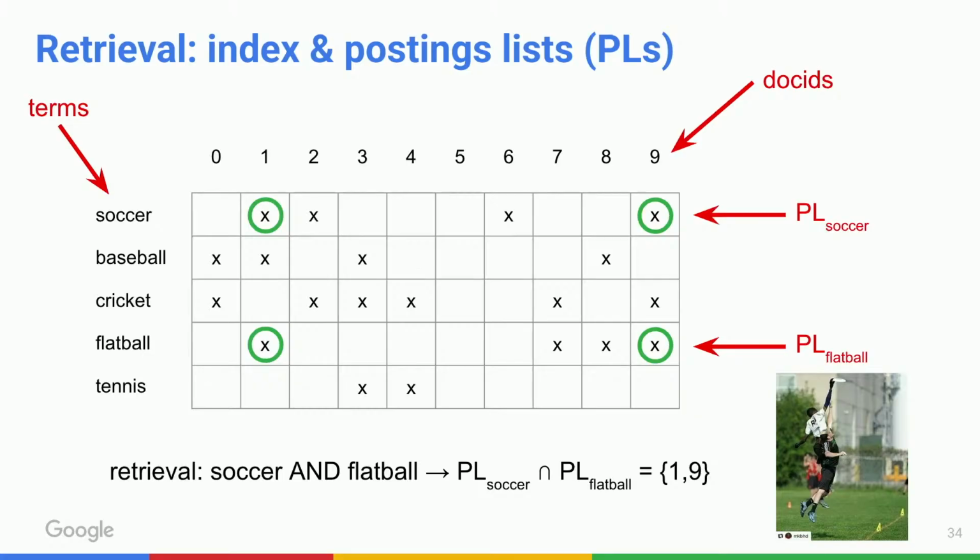So if you're doing an AND of soccer and flatball, documents 9 and 1 are the only two documents that are in both postings lists. So in a nutshell, that's retrieval.